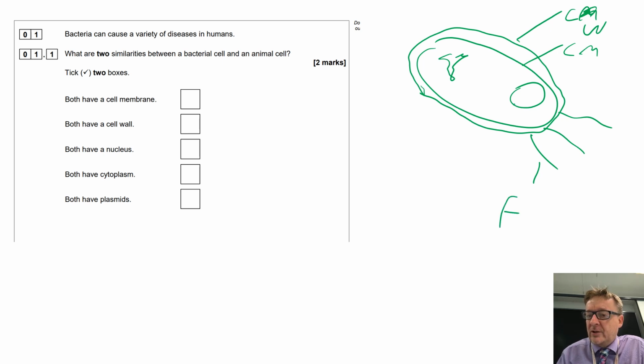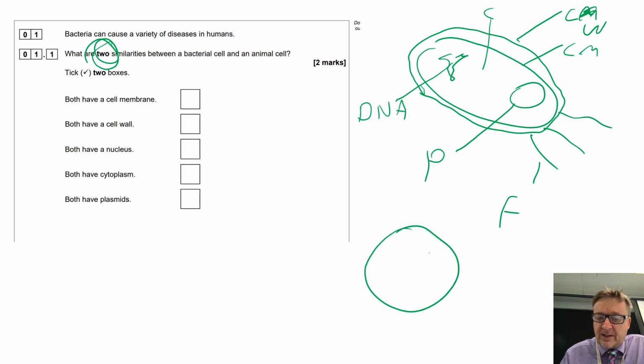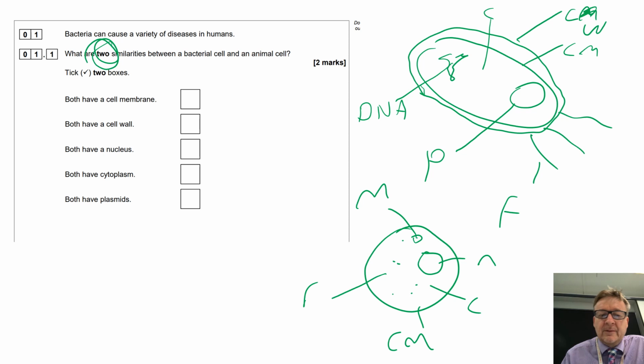Now that looks like a nucleus the way I've drawn it, but that's a plasmid. That is then sort of DNA material that's in there, and then it's got cytoplasm, because a bacteria is a prokaryote, so it has no nucleus. Now let's read the question. What are two similarities between a bacteria and an animal? Right, animal cell. Right, there's an animal cell, so there's the nucleus, there's the cytoplasm, it's got ribosomes, it's got mitochondria, and it's got a cell membrane. Okay, two similarities between a bacterial cell and an animal cell.